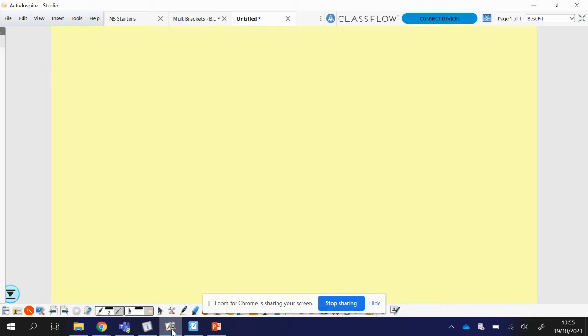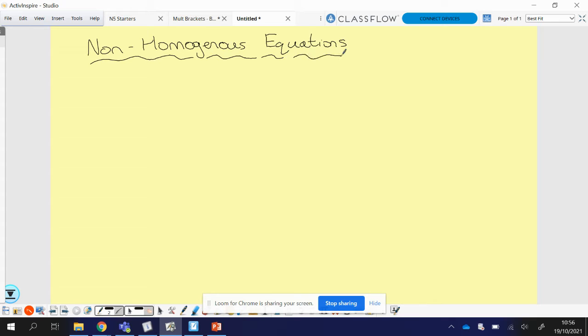Okay, so today we're going to be looking at non-homogeneous equations. Okay, so we're dealing with second order differential equations, but due to the fact it's non-homogeneous now, it means that we've got a function on the right hand side of our equation. It's not just equals 0.